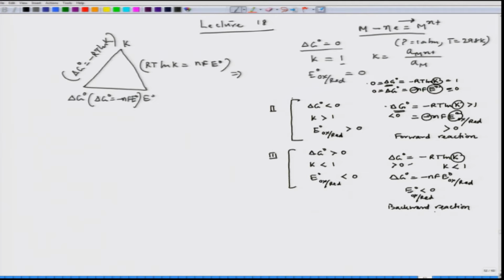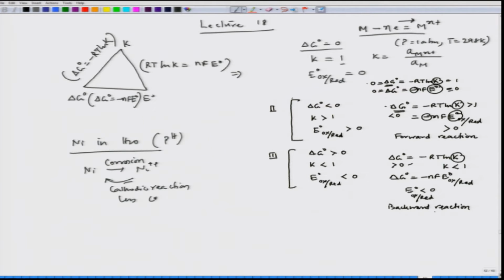In fact, situations 2 and 3 would guide us on whether the corrosion would take place or not. Now, when we talk about a normal system, let us say nickel in H2O of certain pH, nickel might get oxidized, that means nickel can form nickel ion. That is corrosion. Or it can go back and form nickel, so that becomes my cathodic reaction or less corrosion.